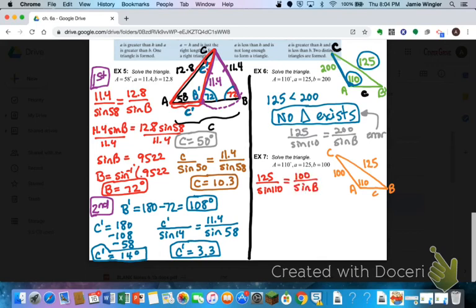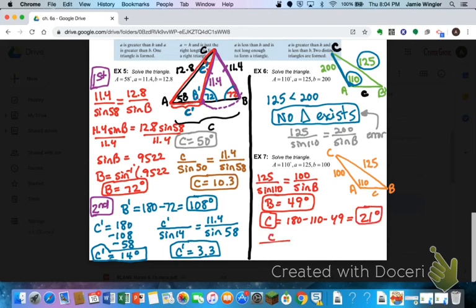So I'm going to do 125 over the sine of 110 equals 100 over the sine of B. I'm going to cross multiply. I'm going to take the inverse sine, and I'm going to get angle B to equal 49 degrees. You guys can do that math. If you need help with that, make sure you ask questions. Then angle C, I'm going to get by taking 180 minus 110 minus 49, and that ends up being 21 degrees. So angle C is 21 degrees.